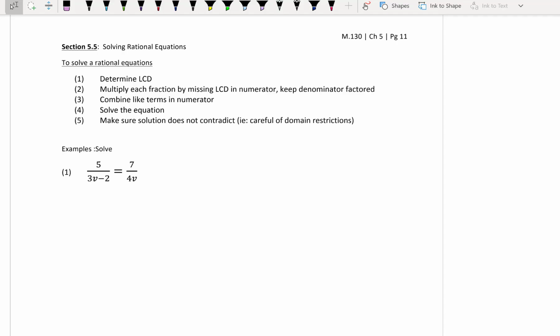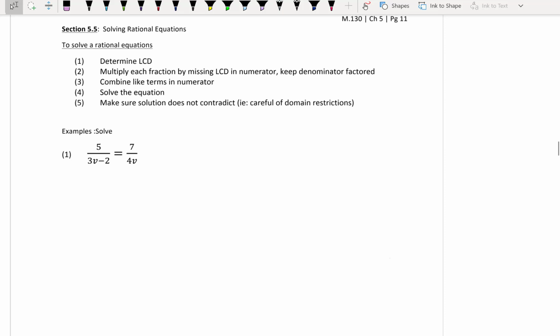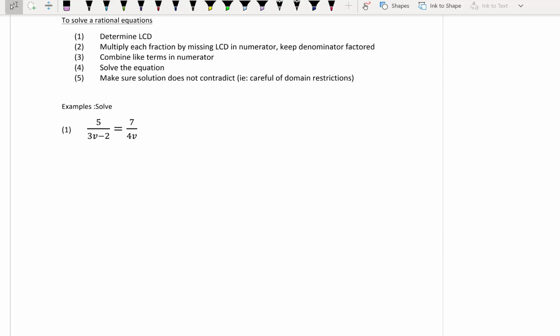Hello Math 130 students. We will pick up on page 11, section 5.5, solving rational equations. So I made sure to space out the problems so that I can show all of my work. So here are some steps to solve our rational equations. Step number 1, we want to determine the least common denominator.